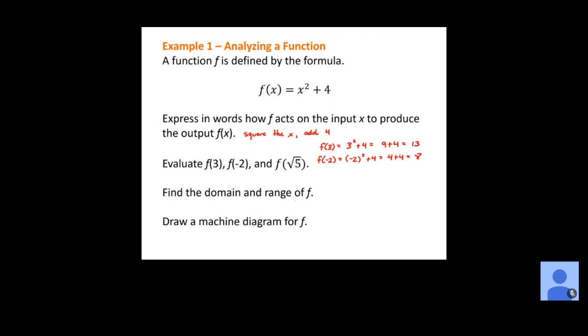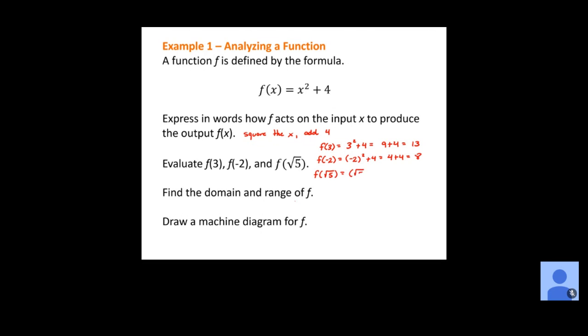But again, be very careful there. Make sure that negative 2 is in parentheses, because otherwise, if you don't do that, right, it's going to square the 2 and then put the negative on it, and then the negative 4 and positive 4 would cancel. Okay, so we have to square the negative. That becomes a positive. Okay, and then our last one here, we've got f of square root of 5.